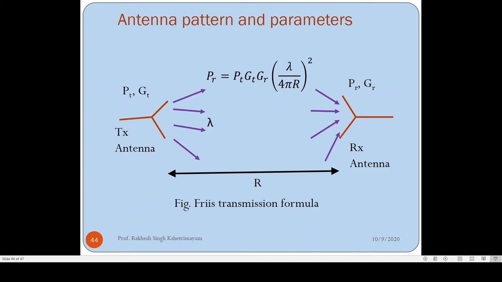Why are we discussing it? We are discussing it because we want to define gain of the antenna. We want to measure gain of the antenna using the Friis transmission formula. This is called the gain transfer method. There are many techniques for finding gain. This is one of the popular methods for finding the gain of the antenna.